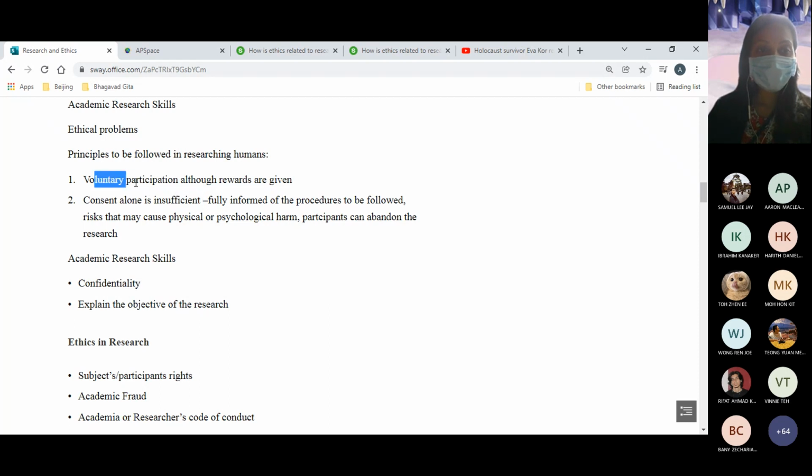Principles, two things mainly. One is voluntary. Number two, consent alone is not enough. Remember that. Confidentiality is very important. We cannot reveal the identity of the participants, and it's very important for the researcher to explain the objective of the research. Do you think in the Holocaust experiment that was done?